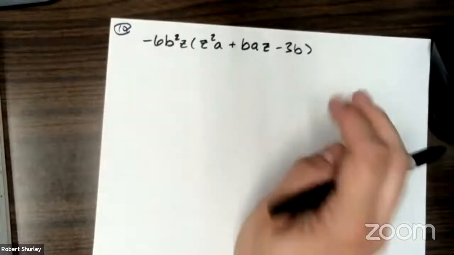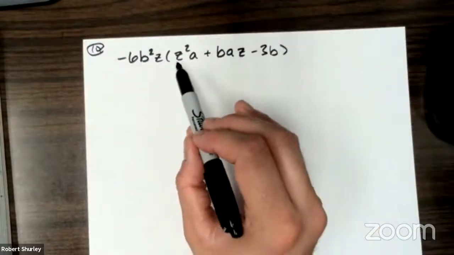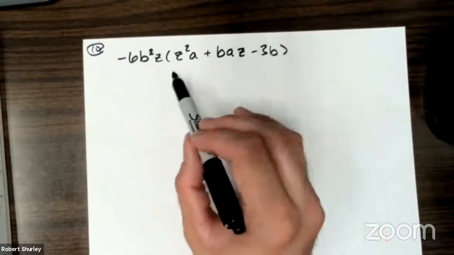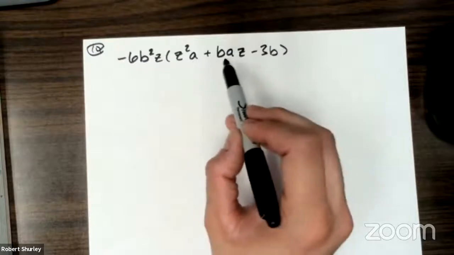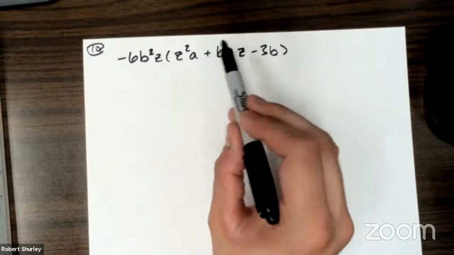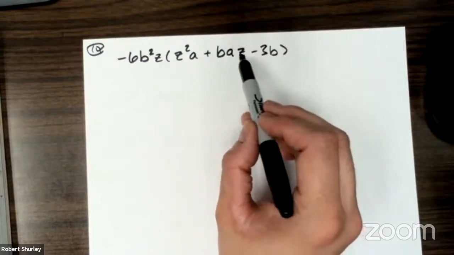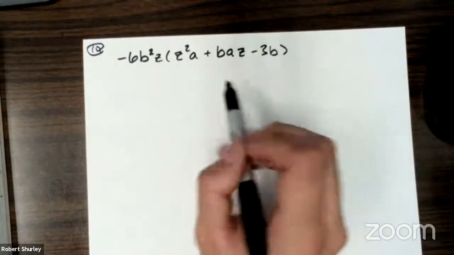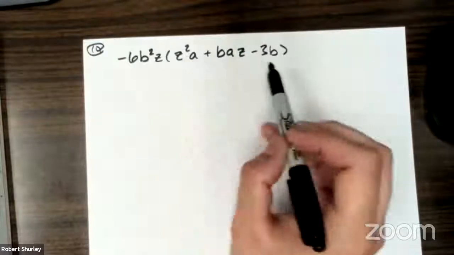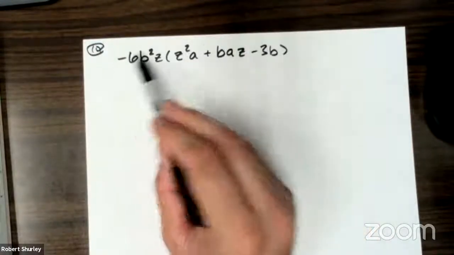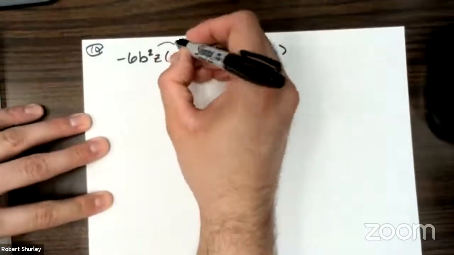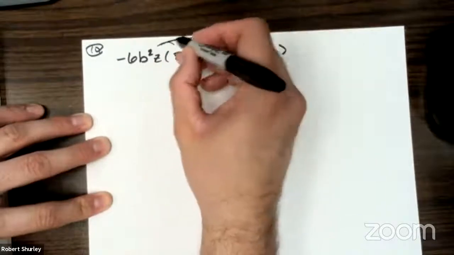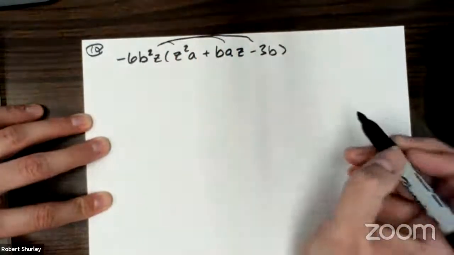We've got a trinomial in between. We can't add anything in this trinomial, right? Z squared a and az can't add together because the z is not squared. If it was, you could add those together because they'd be common terms. The 3b, of course, the other two don't have a b. So we can't add what's inside the parentheses, so we're going to multiply this thing through.